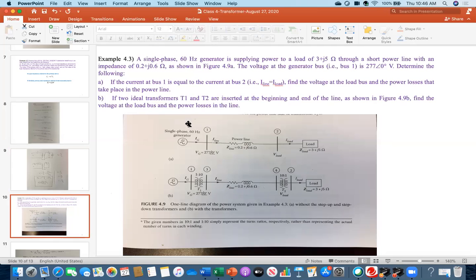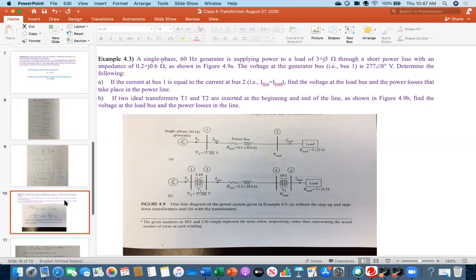Therefore, everybody first look at this one, the first part. So look at the diagram. Your question is just to find out the voltage at the load bus and the power losses that take place in the power line. So power losses means, in this case, you see there is R and there is L. You will be just finding out I squared R, just for the resistance part. So in this case, power loss means power loss due to resistance. That is the meaning. So if you know the value of the current, then I squared R. What is the R value? This is 0.2. You just need to know the I_L.